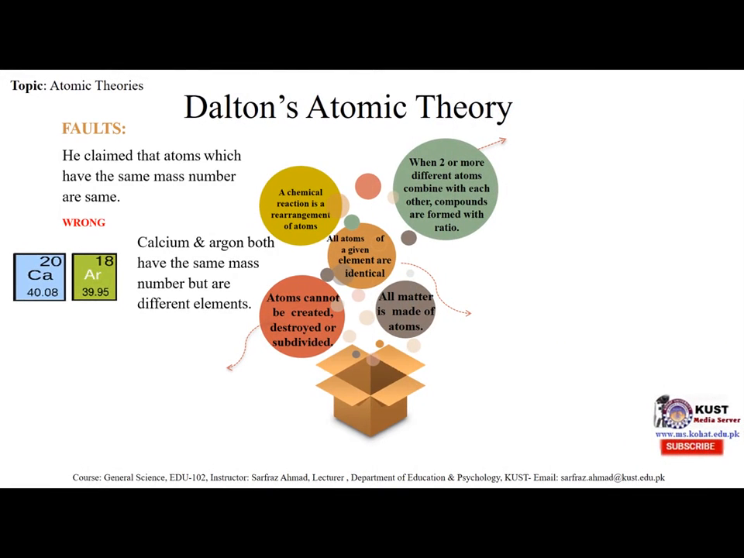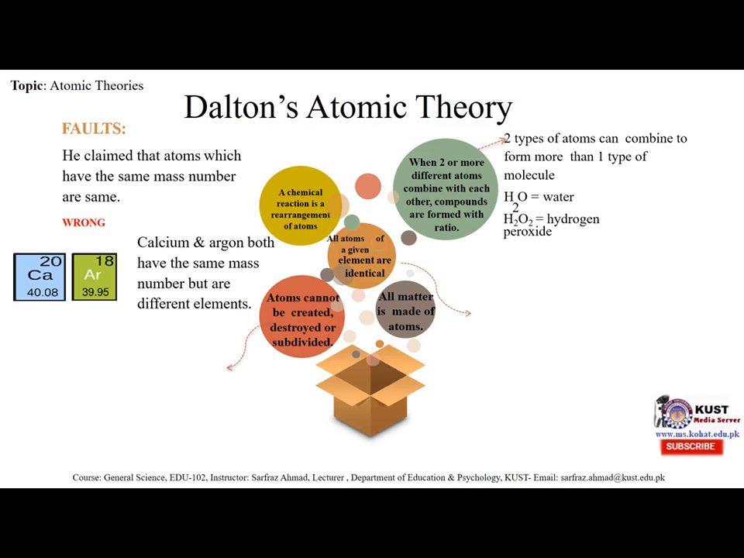Dalton's atomic theory also has some faults. He claimed that atoms which have the same mass number are the same. It is wrong. Calcium and argon both have the same mass number but are different elements. And a chemical reaction is a rearrangement of atoms. Atoms cannot be created, destroyed or subdivided. All atoms of a given element are identical. All matter is made up of atoms. When two or more different atoms combine with each other, compounds are formed with a ratio. Two types of atoms can combine to form more than one type of molecule.